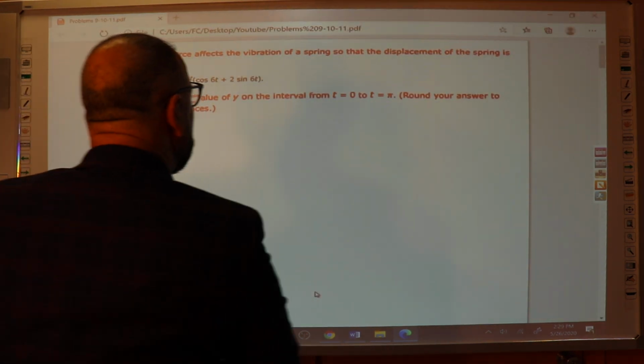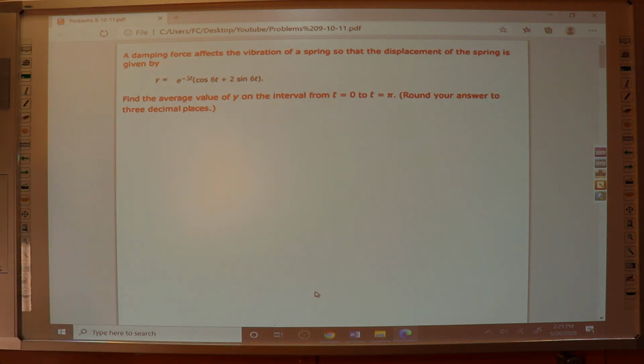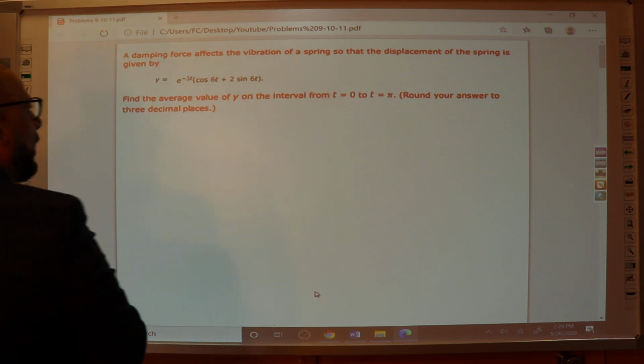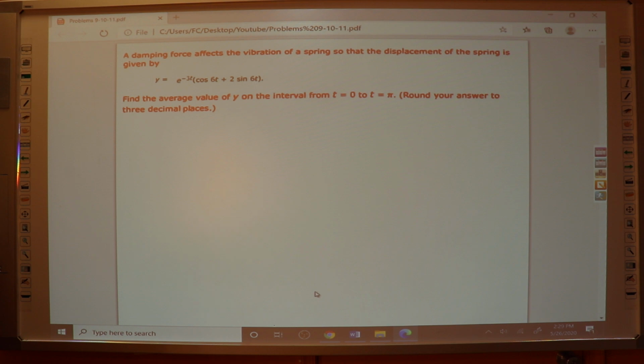Okay, let us start with our problem. A damping force affects the vibration of a spring so that the displacement of the spring is given by y equals e to the negative 3t times cosine 6t plus 2 sine 6t. Find the average value. We need the average value of this.